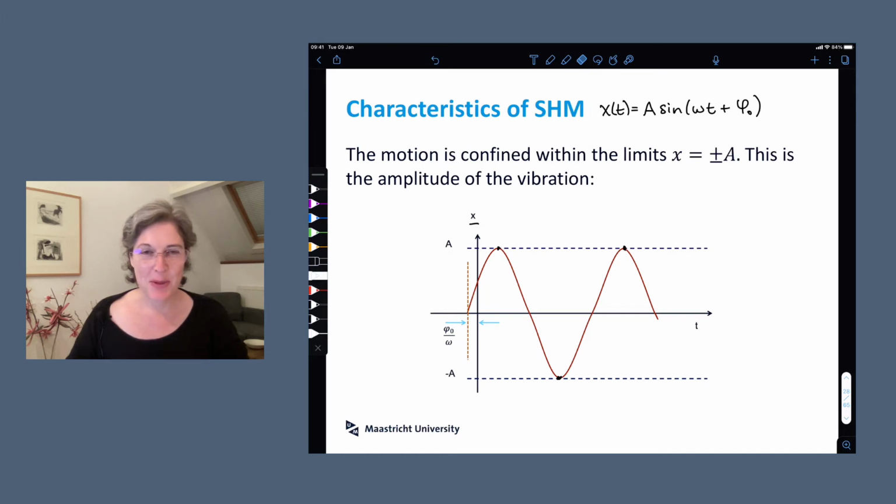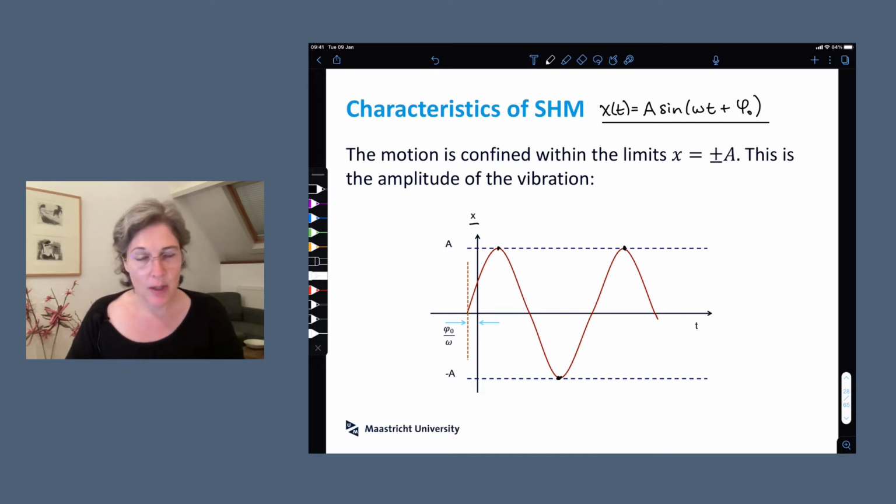Welcome back. So let's have a look at the characteristics of simple harmonic motion. What we're really doing when we say we're looking at the characteristics of simple harmonic motion is we're trying to understand this function x of t is equal to A sine omega t plus phi 0.